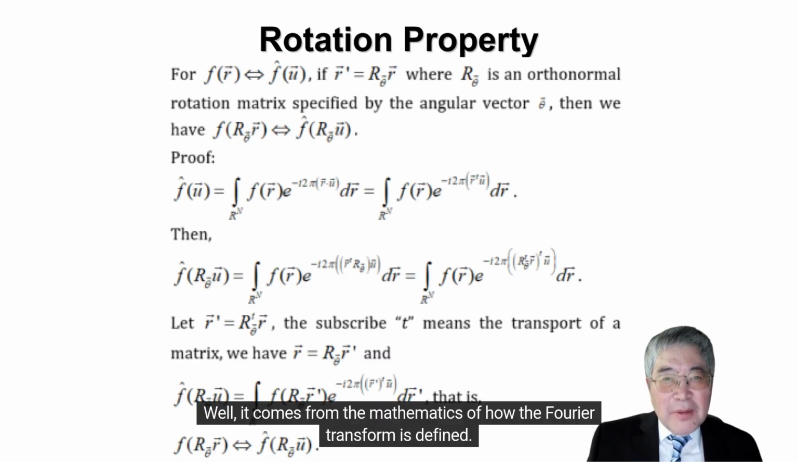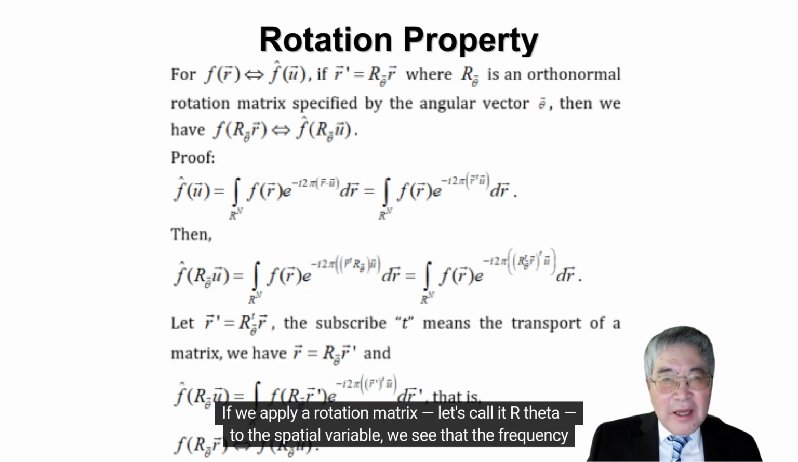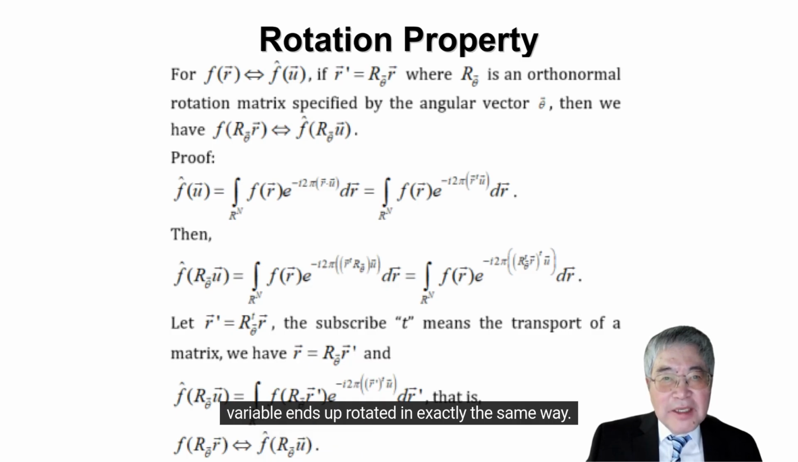Well, it comes from the mathematics of how the Fourier transform is defined. If we apply a rotation matrix, let's call it R theta, to the spatial variable, we see that the frequency variable ends up rotated in exactly the same way. It's a symmetry property built into the transform itself.